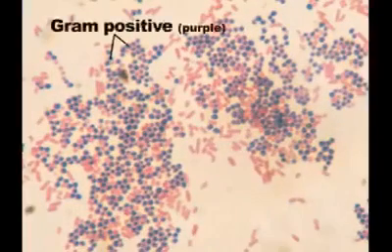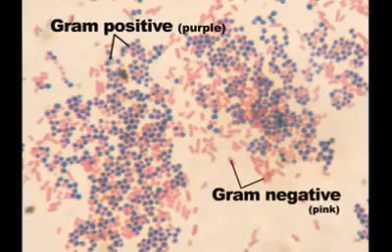The Gram stain is the most widely employed staining method in microbiology. It is a differential stain because it divides bacteria into two classes, gram-positive and gram-negative.